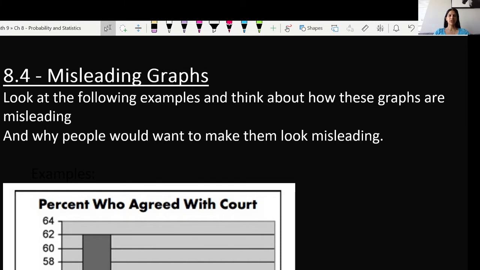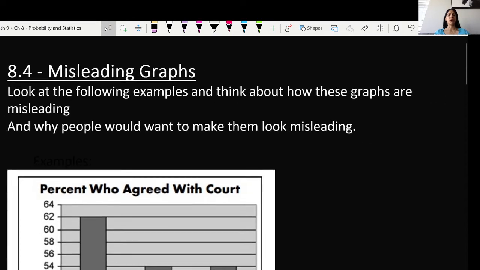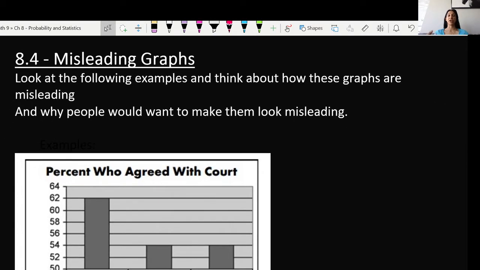So we're going to run through some examples of some graphs that you've probably seen before. And it may not be in math, it might be in science, it might be in a newspaper online, it might be in social studies. But they're different types of graphs, and we want to basically analyze them and understand what is going on with the information. So graphs are a method for people to share information with others.